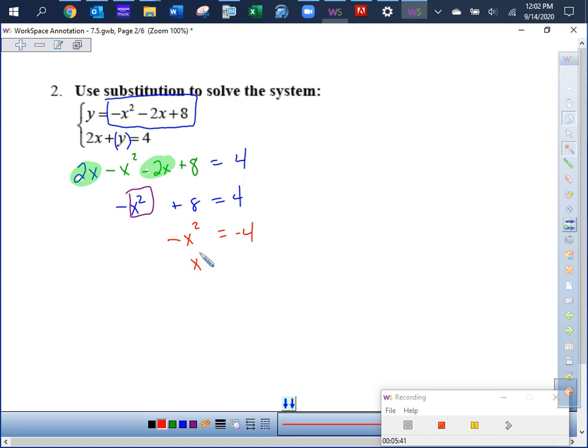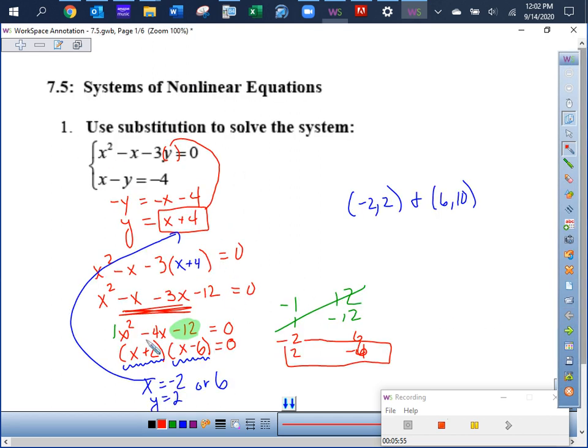And then once you get x squared all by himself, you can square root. And don't forget, geometry has ruined you. It's not just 2. It's also what else? 2 or negative 2.